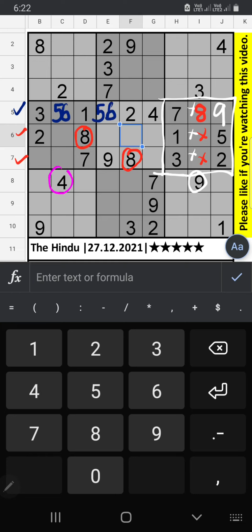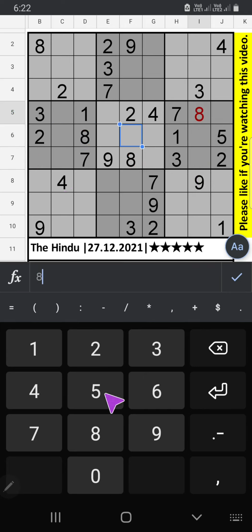Four will not come in these cells. Then 4 will come here. And 9 will not come in this cell. Then the 9 will be here. In the 6th grid, 2 numbers are remaining, 4 and 6.